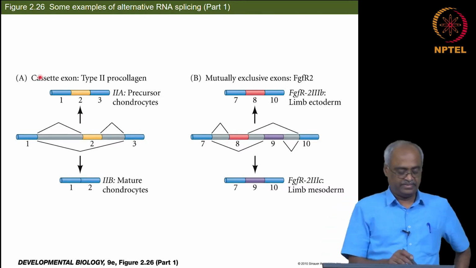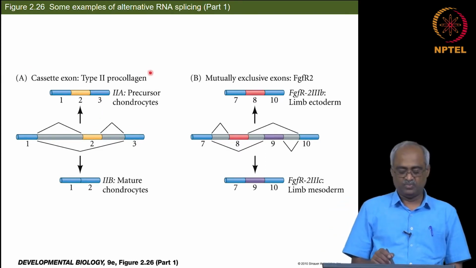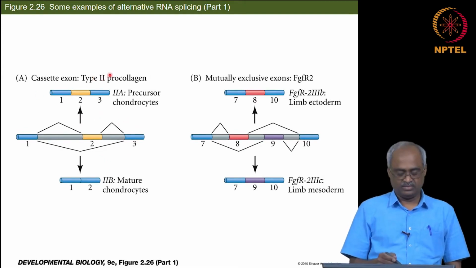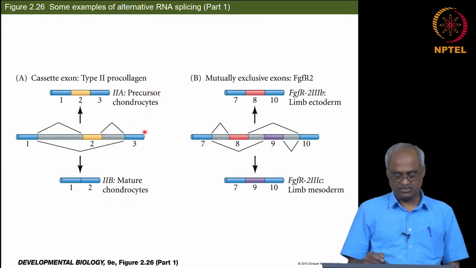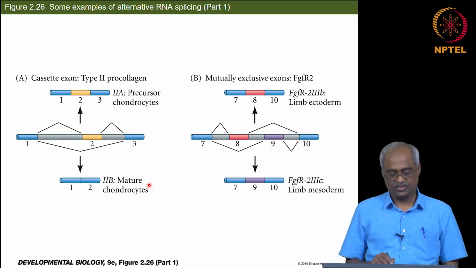So one is in example A, type 2 procollagen, where you are seeing cassette exon. So you have 1, 2, 3 as a cassette and then 1, 2 as another one in 2 different types of cells. Here you have precursor chondrocytes and here you have the mature chondrocytes, okay.